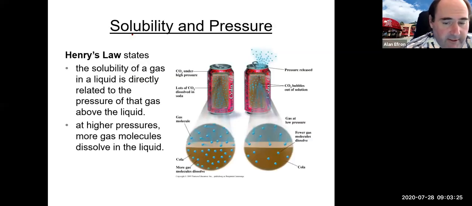Here's a much prettier picture of what I just drew, but same idea. Before you pop the top on your soda can, a lot more of the CO2 is dissolved in the liquid part. Once you pop the top, a lot more of it can escape out the top, and will come out of solution under that lower pressure.